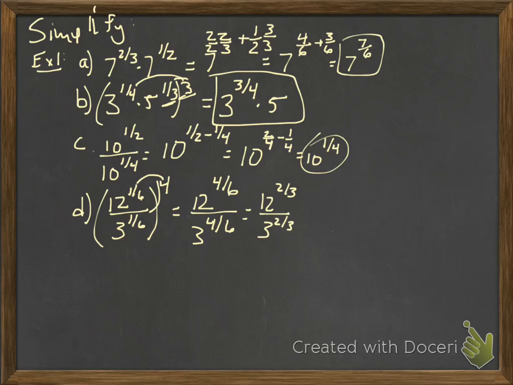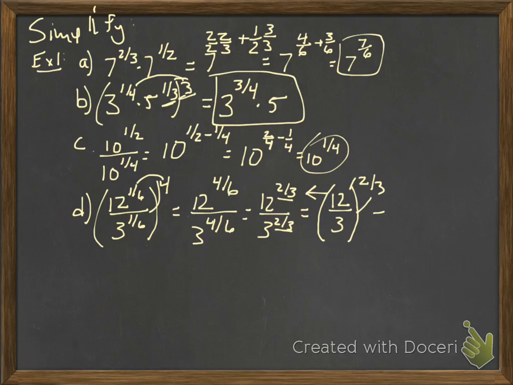But notice this. The exponents are exactly the same. The powers are exactly the same. So I could write this as 12 over 3, all of that raised to the 2/3. Think about it. If I distributed the 2/3, wouldn't I get back to where I started? I'd have 12 to the 2/3 over 3 to the 2/3.